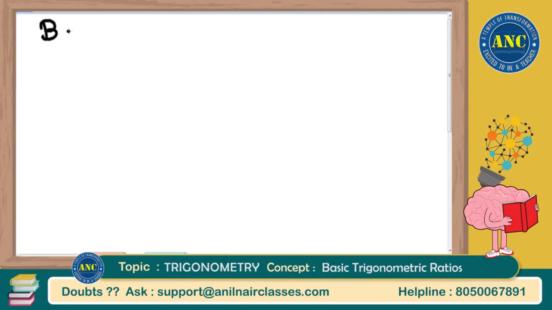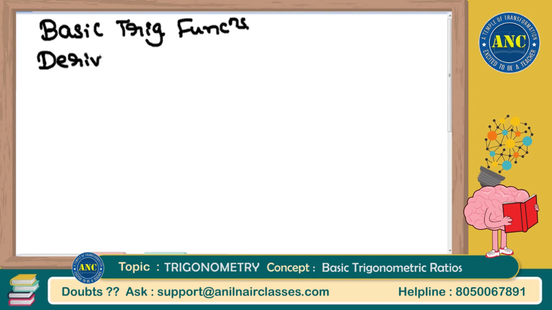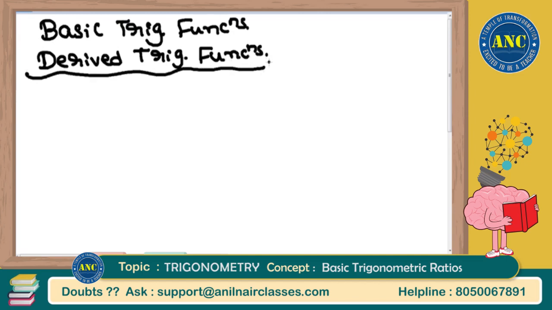We already know what the basic trigonometric functions are. We already know what the derived trigonometric functions are. That means you know the definition of these things. Sine definition you know as opposite by hypotenuse. Cos definition you know as adjacent by hypotenuse.